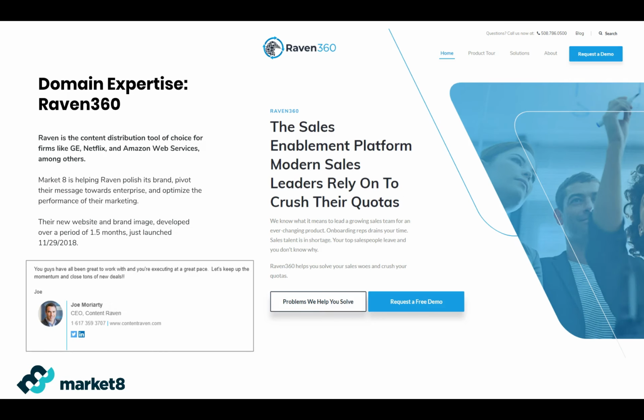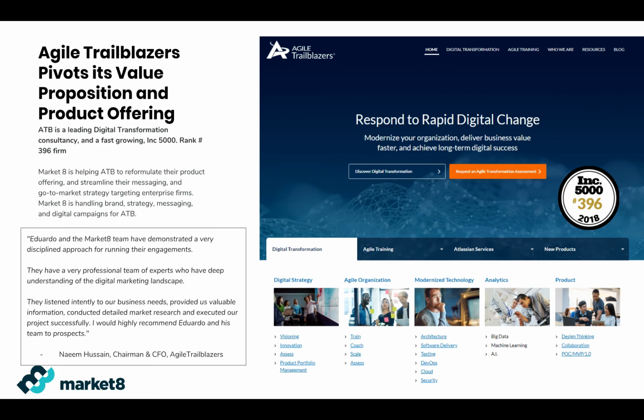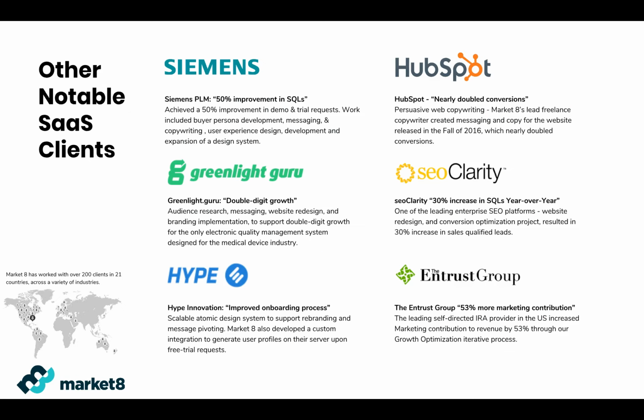I'll put a couple of examples here for SaaS companies that we have recently worked with. SaaS and tech: this is one of them, Raven 360. Agile Trailblazers also went through a process similar to the growth optimization process there. Other notable clients I have here, you see big names: Siemens, HubSpot, Greenlight Guru, and then some niche leaders like SEO Clarity.